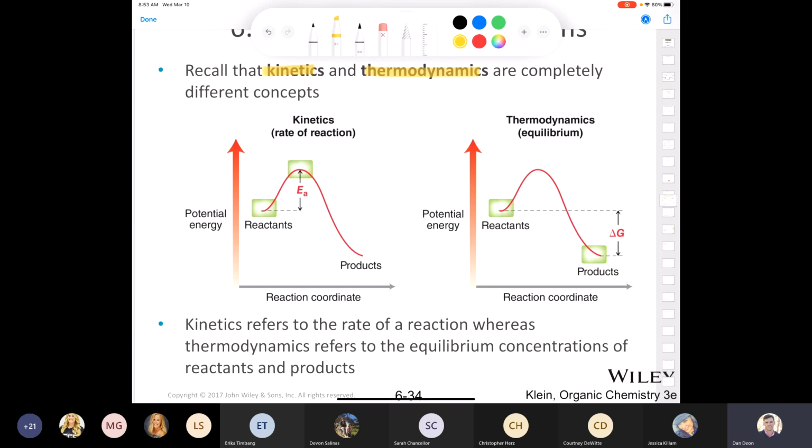If you're the kind of person that wants to write an MCAT or a DAT, you need to understand there's a big difference between kinetics and thermodynamics, right? Kinetics, rate of reaction, activation energy, right? It's getting over that barrier, right? The smaller the barrier is, the faster the reaction. The greater the barrier, the slower the reaction. Thermodynamics, on the other hand, deals with equilibrium. How stable are the products, right, compared to the reactants?